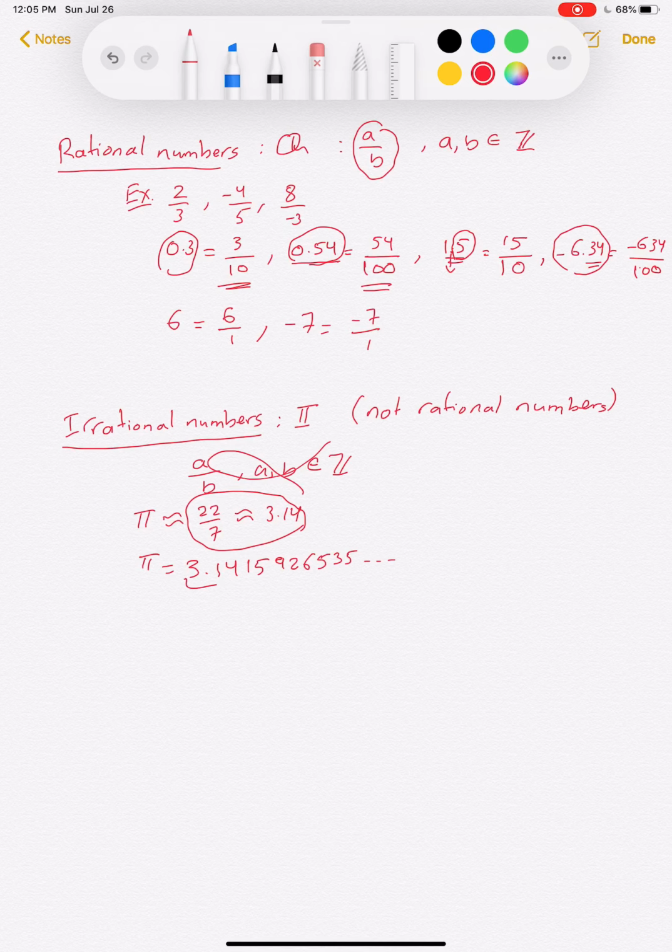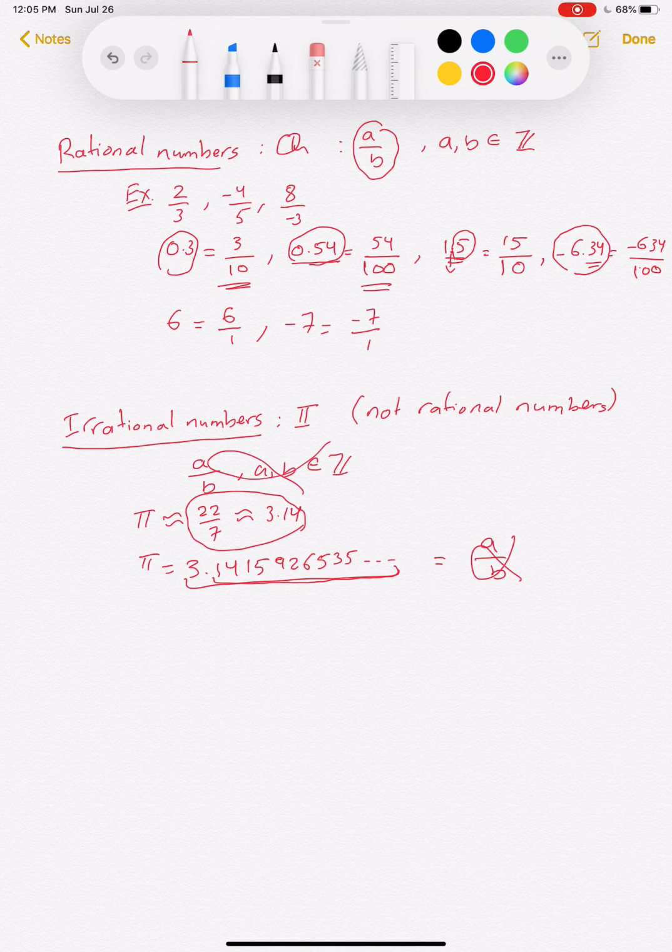Okay, so if we have this number, we don't know how many numbers are after the decimal point, so we cannot write it as A over B. So the rule is: any number that has non-stop digits after the decimal point, and they are non-repeating, in this case is considered to be an irrational number.